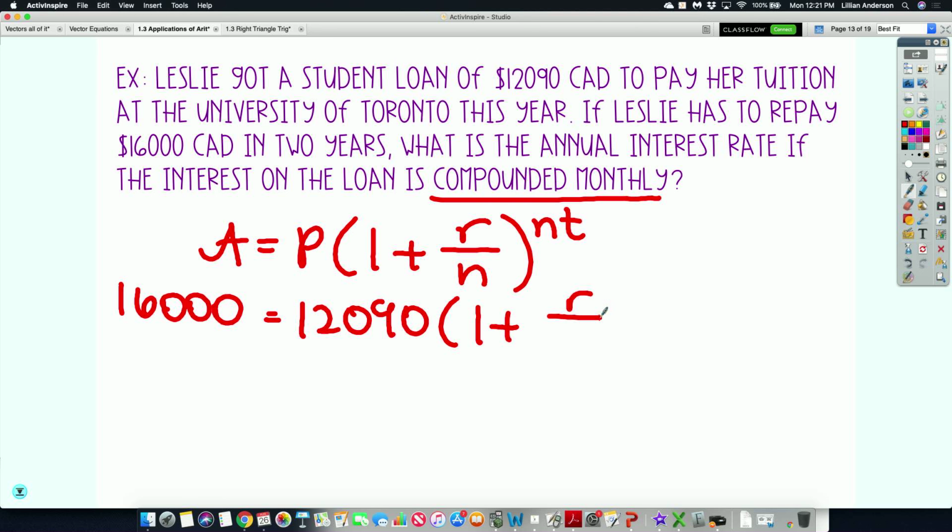So I'm solving for R. What's N? 12. And what's T? Okay. This time I'm solving for R. It's inside of parentheses, it's being raised to an exponent and being multiplied by a number in front. So algebraically, how do I solve this?